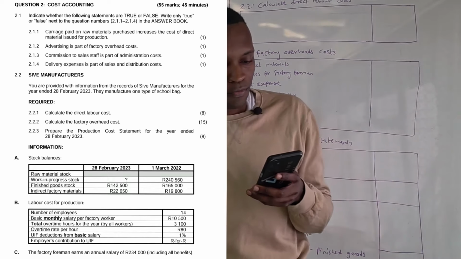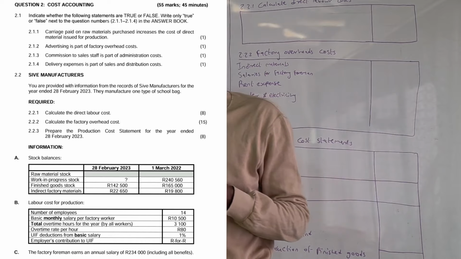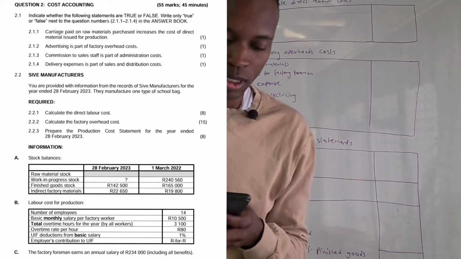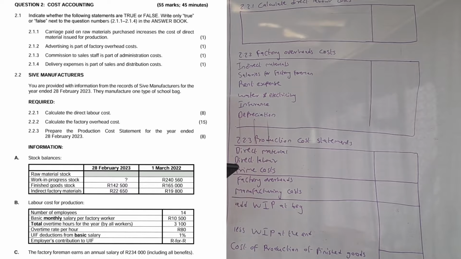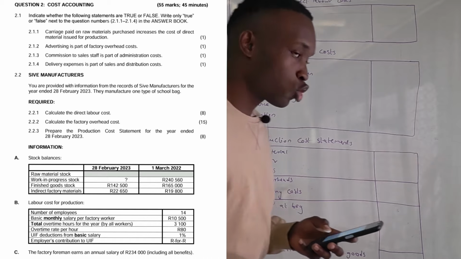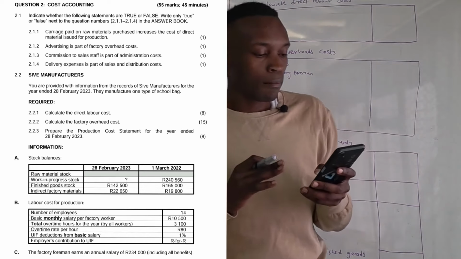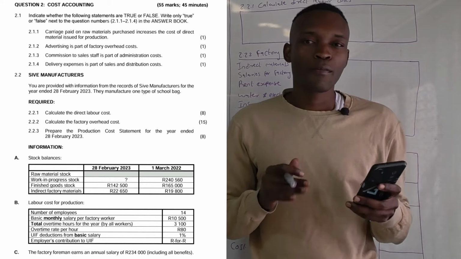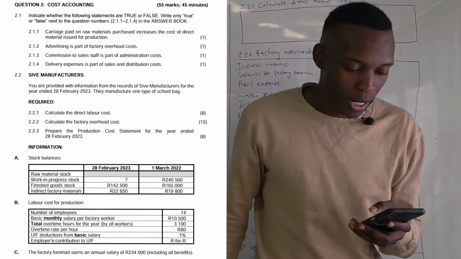2.1. Indicate whether the following statements are true or false and write only true or false next to the question. 2.1.1. Carriage paid on raw material purchases increases the cost of direct material issued to production. Yes, it's true, guys, because remember, transport forms part of the cost. We add it.